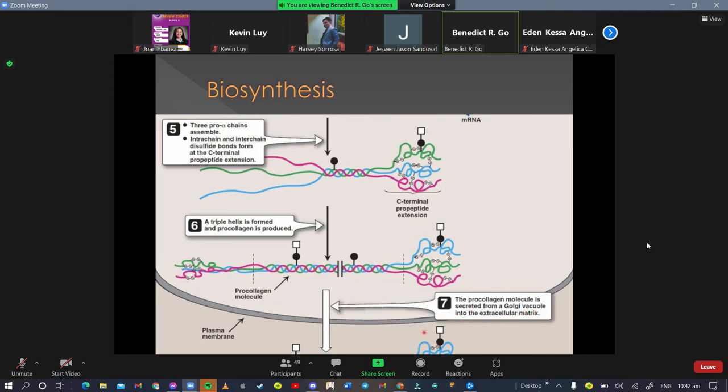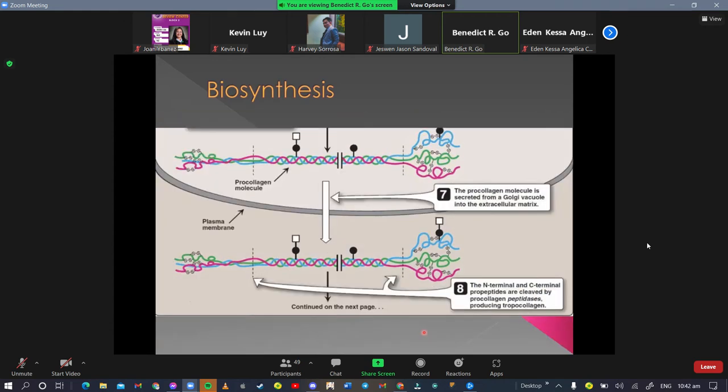And the next step would be the N-terminal and the C-terminal propeptides are cleaved by pro-collagen peptidases, producing your tropocollagen. So I think at this time, you already know the difference between pre-pro-collagen, pro-collagen, and tropocollagen. Remember, tropocollagen is after the cleavage of your C and N-terminal propeptides.